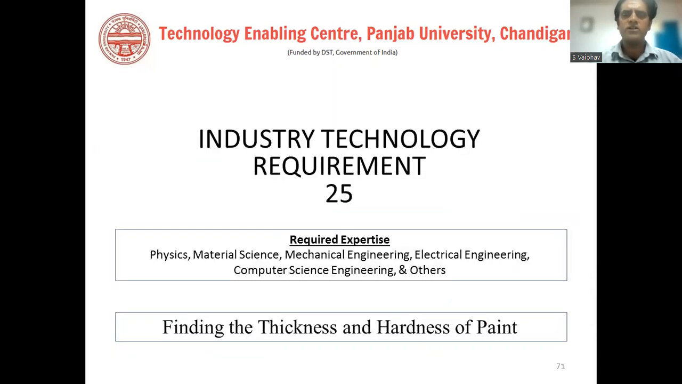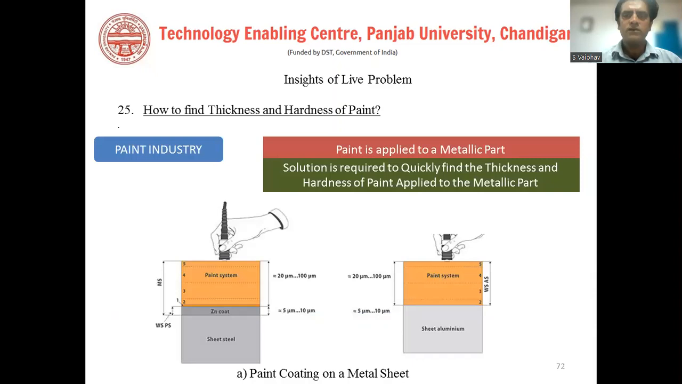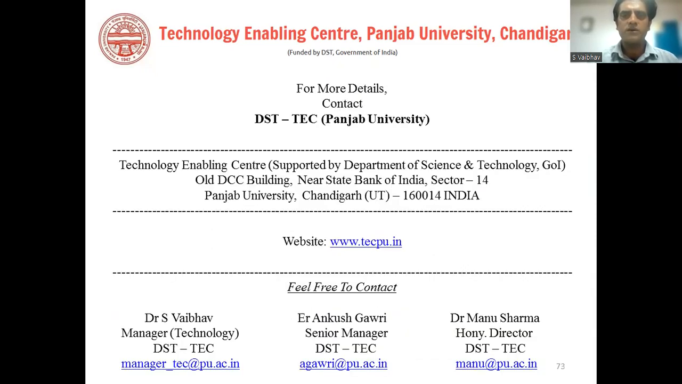The next requirement is for finding the thickness and hardness of paint. It is the problem of a paint industry in which the paint is applied to a metallic part, and they can't assess the thickness and hardness of this paint. So they require some solution such that they could quickly find the thickness and hardness of the paint applied to the metallic part.